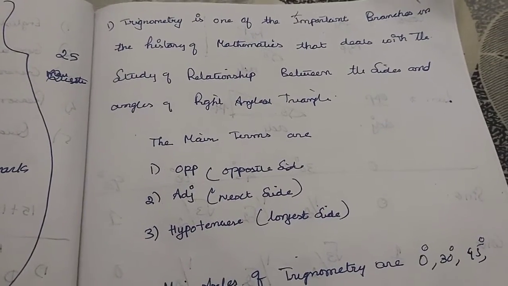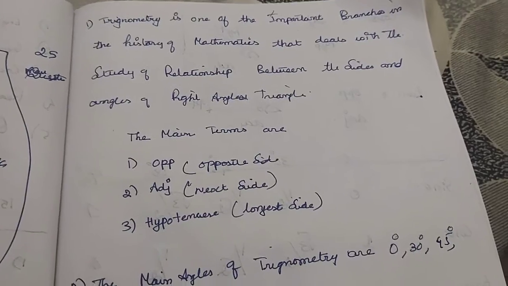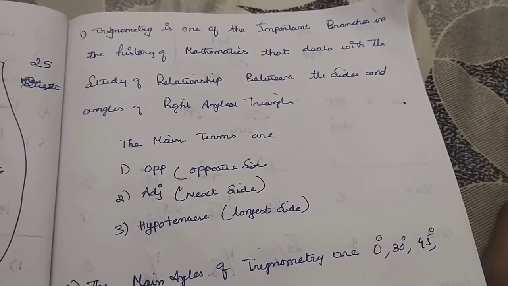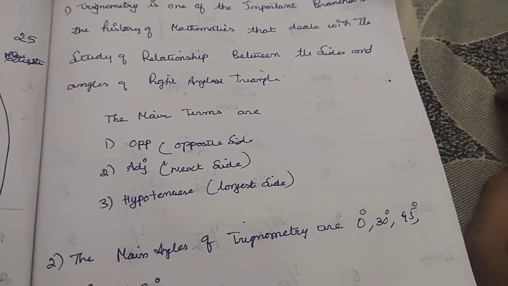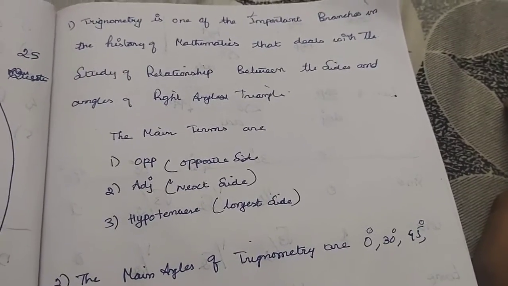trigonometry is one of the important branches in the history of mathematics that deals with the study of the relationship between the sides and angles of a right angle triangle. Already I told you, trigonometry is mainly used to determine the unknown values in a right angle triangle.